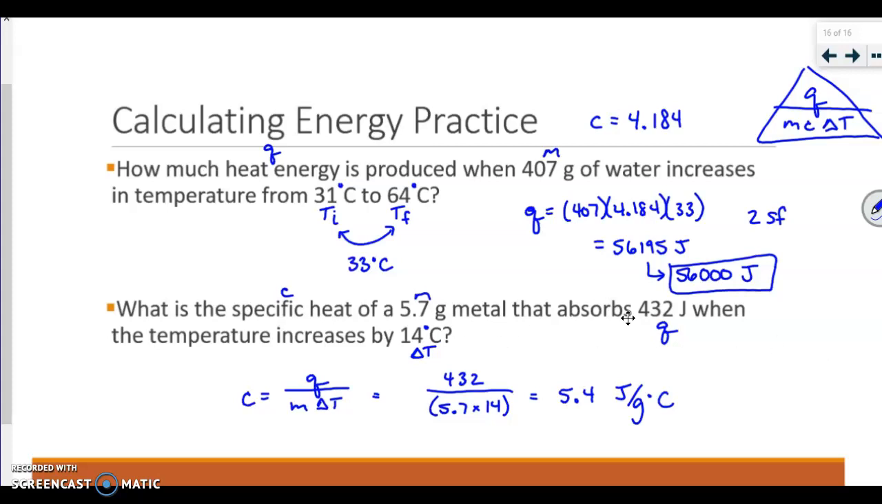In the bottom question, you're solving for specific heat, which is our C. You're given M, you're given Q, and this time they provided the change in temp. So all you have to do is rearrange the equation or use your triangle. If you cover C, you can see the math that's entailed. And then you take the 432 divided by the 5.7 times 14 product. Notice that I placed this in parentheses because you have to do that to get the correct answer. Your specific heat value should never really be all that large. So 5.4, not a huge number.